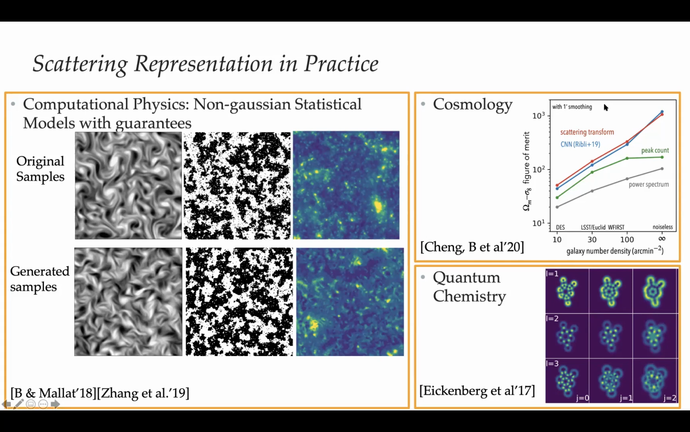It can also be used in cosmology to infer certain cosmological parameters. And as you can see here, in some of these applications you get basically the same benefit as the more complicated CNN, with the benefit that there's no training, right? Everything can be completely interpreted. And of course, this can also be used in quantum chemistry with some of my colleagues.